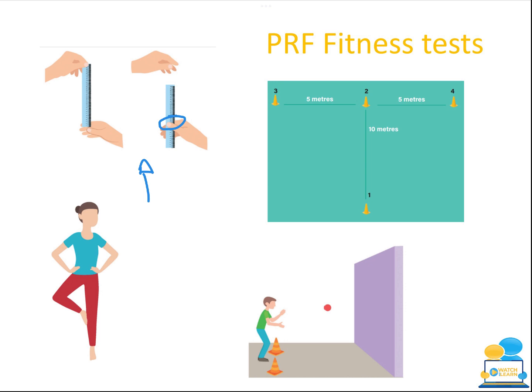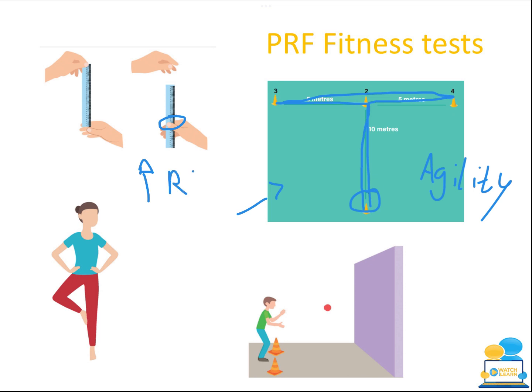Okay, next we have our agility. So we have at cone 1, on your marks, get set, go. The athlete runs out, touches cone 2, side to side shuffle, touches cone 3, side to side shuffle, touches cone 4, side to side shuffle, touches cone 2, and then backwards jog to touch cone number 1, and the time is got there. So that's our agility t-test, which measures our agility.